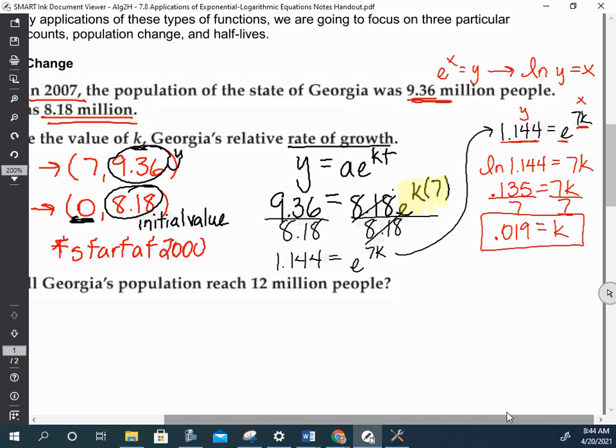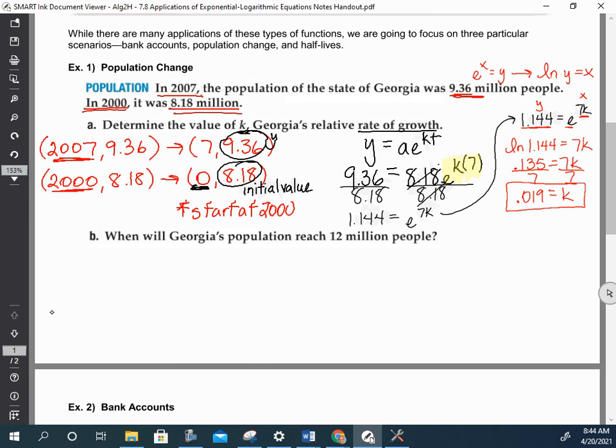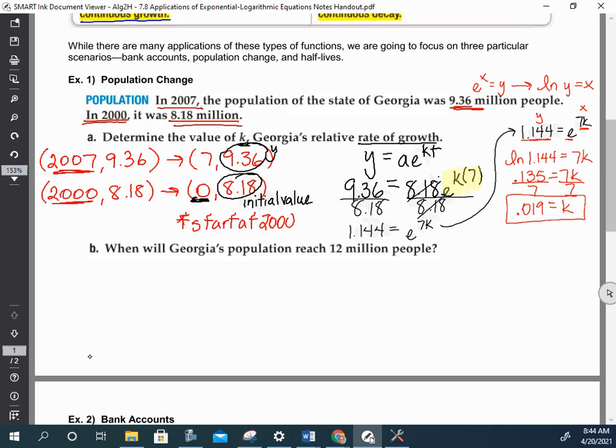All right, so part B. Fit this back into the screen. When will Georgia's population reach 12 million people? So we want to know when will it reach 12 million people. So that means we don't know the year. We want the y value to be 12. We're looking for what x value, what year will give us 12 for the y value.